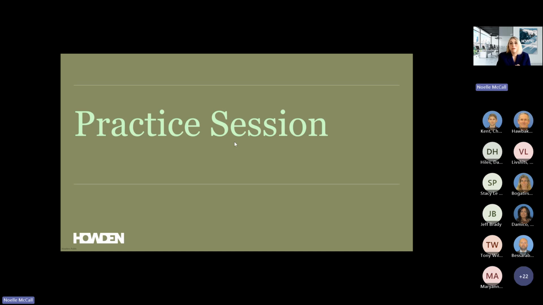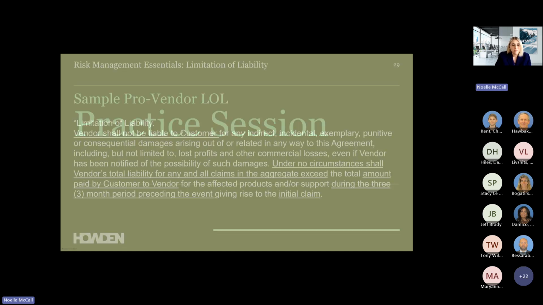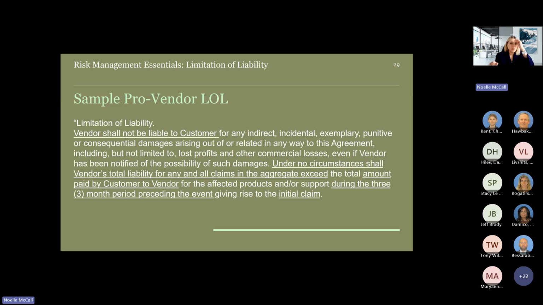Now we're going to talk about our practice session. So let's get started with that. And as I mentioned a few minutes ago, the first clause we're going to look at here is all in the favor of the vendor. So we're going to practice de-risking that to be more balanced and then more in the favor of the public agency. So here we go.